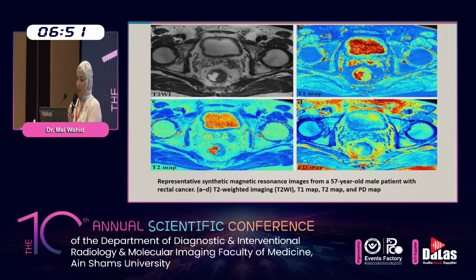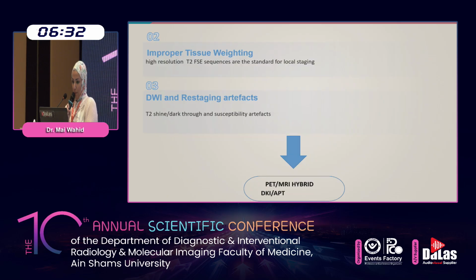So how does it work? It doesn't just produce standard images, it generates maps of the T1 and T2 relaxation times and the proton density in a single acquisition, shortening the scan time. So it offers quantitative values that reflect the tissue's intrinsic physical properties compared to conventional MRI, again in a short scan time.